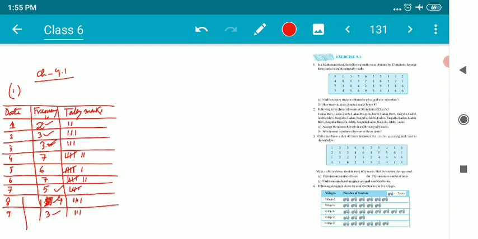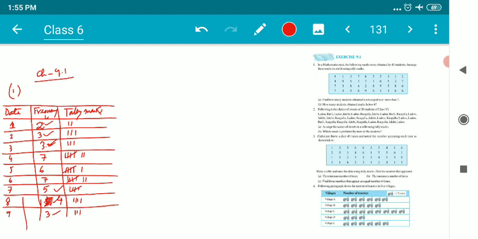Children, we have been dealing with the chapter Data Handling from class 6, as this chapter is really a very important chapter. We have studied this concept of data handling in the previous class, and in the previous video I discussed the basic concepts of data handling, what it is all about, how it works, and how we can arrange the data.